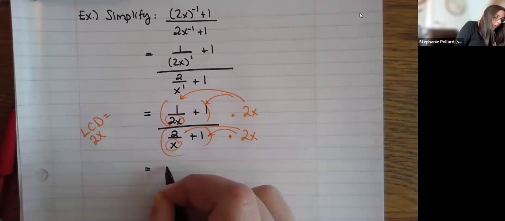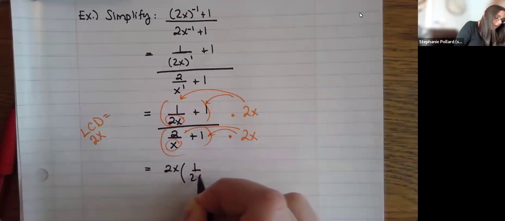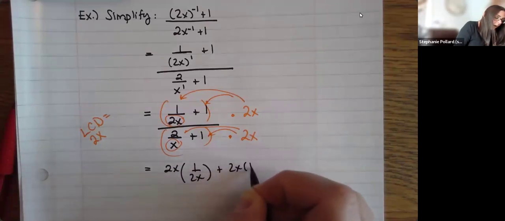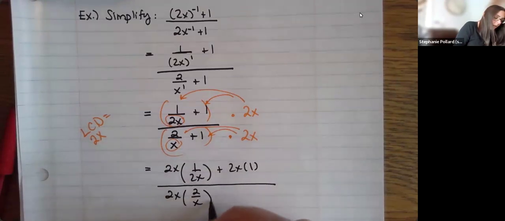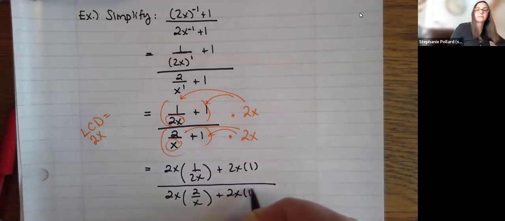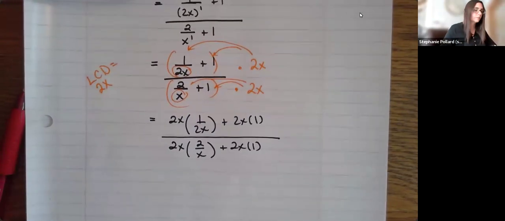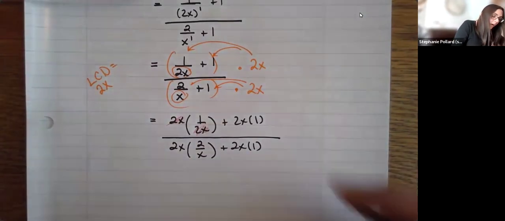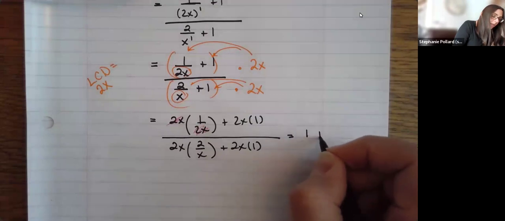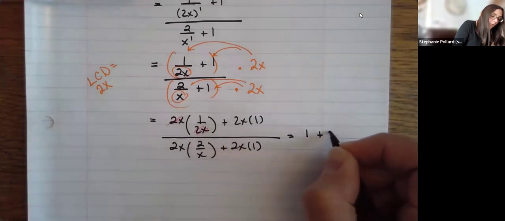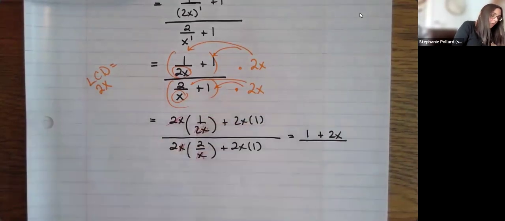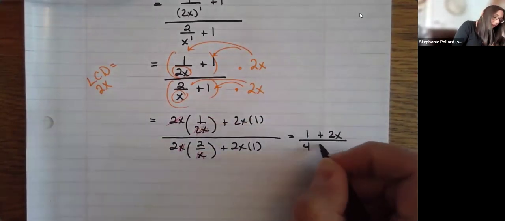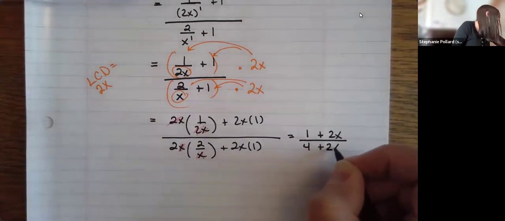So I would have 2x times 1 over 2x plus 2x times 1. And in the bottom, I have 2x times 2 over x, and then 2x times 1. Here, those two x's are going to cancel. So in the top, I'm left with 1 plus, here again, 2 times 1 is 2, so 2x. In the bottom, just the x's cancel there, so 2 times 2 is 4, and then also I have another 2x.